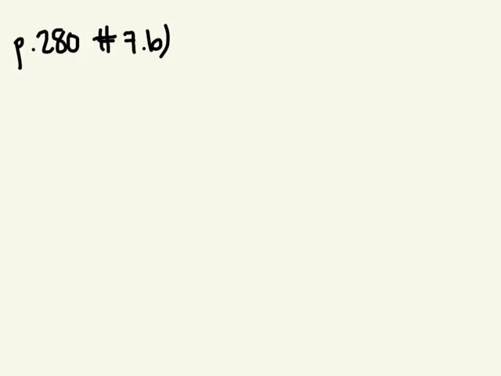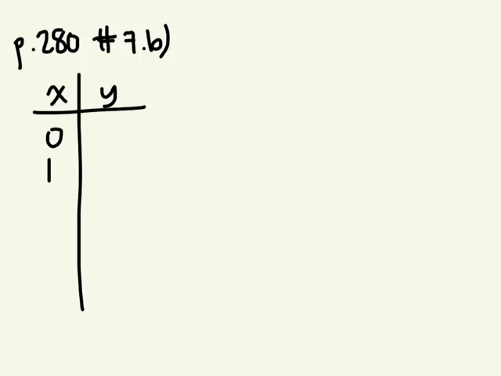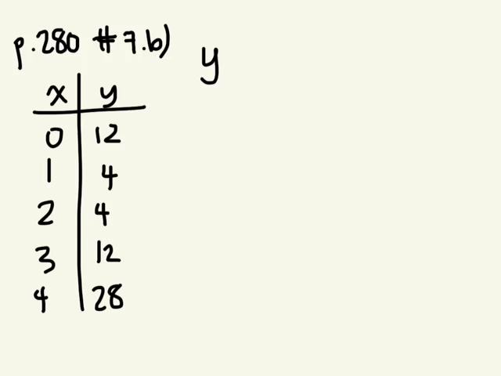Okay, so in this question, we're given a table of values that defines a parabola. This is the table we're given: 0, 1, 2, 3, 4 for x, and 12, 4, 4, 12, 28 for y. We're told that this is a quadratic relation, and we need to write this in vertex form. What is vertex form? y equals a(x minus h) squared plus k.